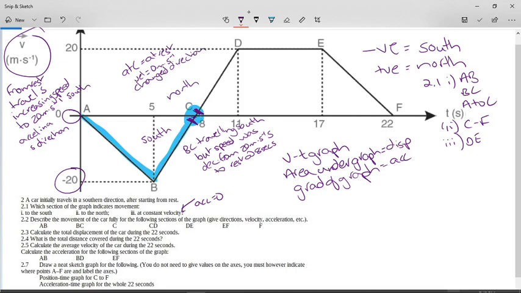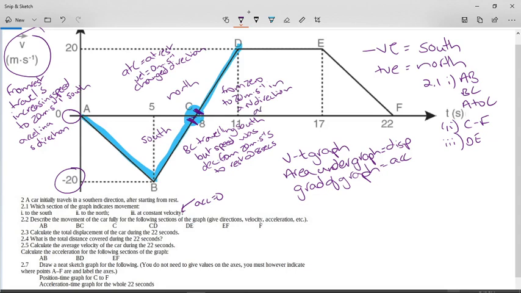Okay, then what's going on between C and D? Here is between C and D. Now we have gone from 0 to 20 meters per second in a northerly direction. Okay, you must make sure you state the direction. You can say between 8 and 11 seconds, but because the graph says between C and D, you can just use between C and D. You went from 0 to 20 meters per second in a northerly direction.